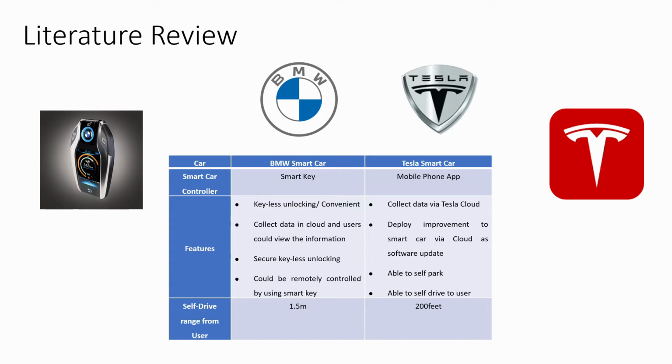Now, for the literature review, our group has made a comparison between BMW Smart Car and Tesla Smart Car. After finding out the limitations, we plan to implement the improvements into our assignment. The BMW Smart Car uses a smart key to interact with the car, while the Tesla Smart Car uses a mobile phone app to interact with the car. The features are as stated in the table below. The distance between the user and the car for the user to be able to remote control the car is 1.5 meters for BMW, while it is 200 feet for Tesla Smart Car.